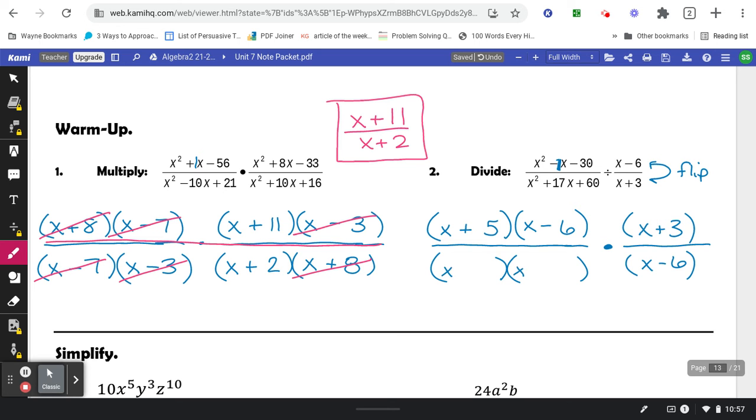Numbers that multiply to 60. Again, several options there. The only one that's going to give you 17 is 12 times 5. That's a little bit of a trickier pair, 12 times 5. Both positives. All right. And then we can start canceling, leaving us x plus 3 over x plus 12.